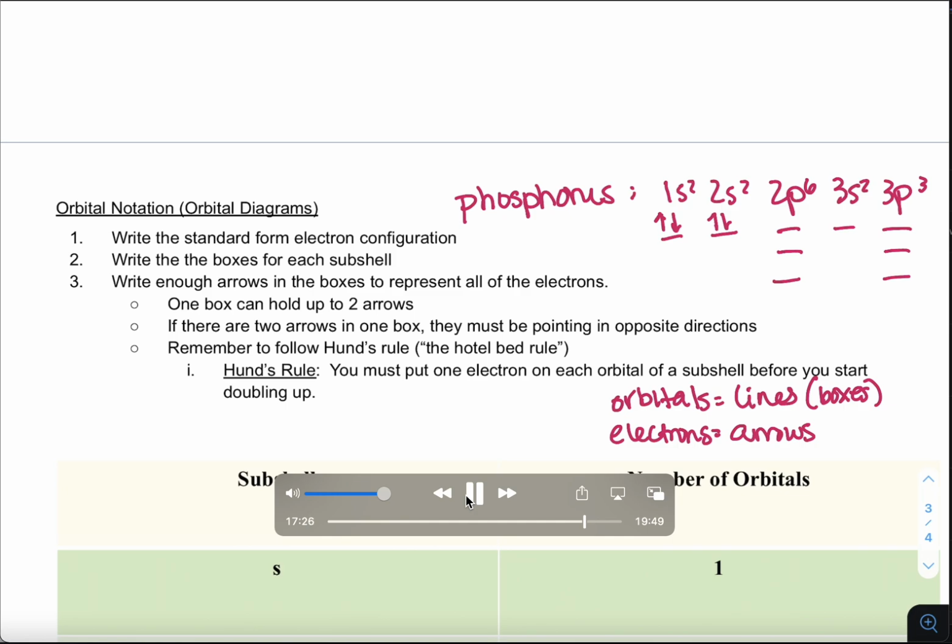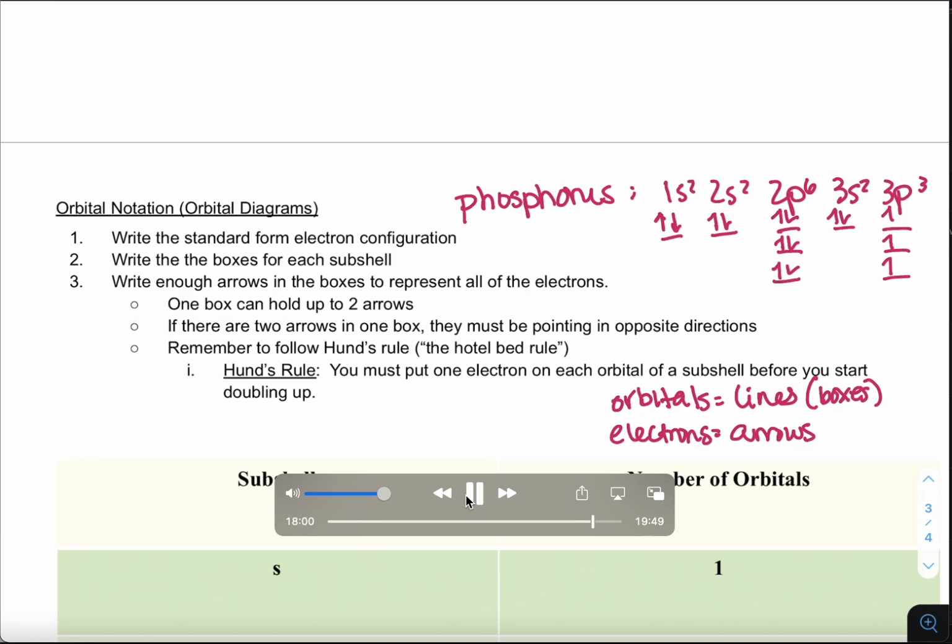There's also something called Hund's rule. Hund's rule says you need to put one electron on each orbital if they're in the same subshell. Once there's one on each one, then you can start doubling up. So you'll see that it doesn't make a difference if the subshell is full, like 2p6. But when we get to 3p3, it absolutely does make a difference. If you didn't know that rule, you might do this. And that is not right.